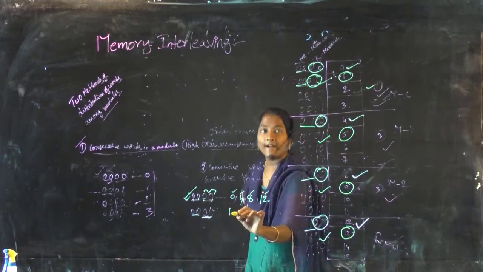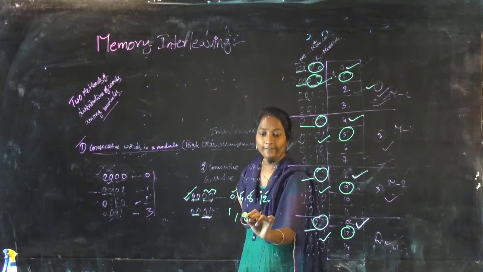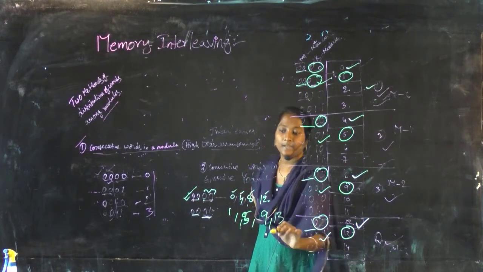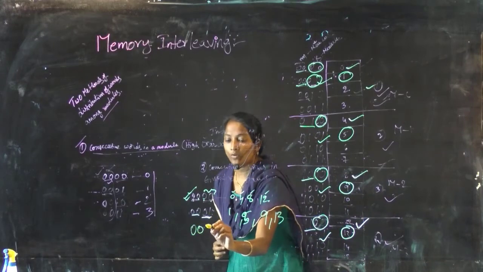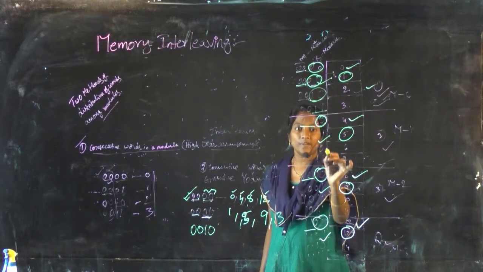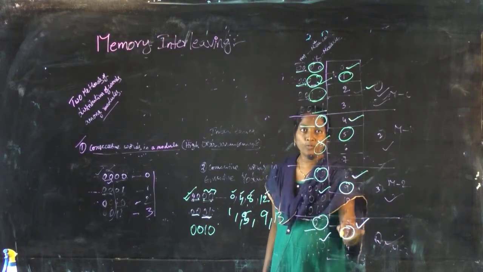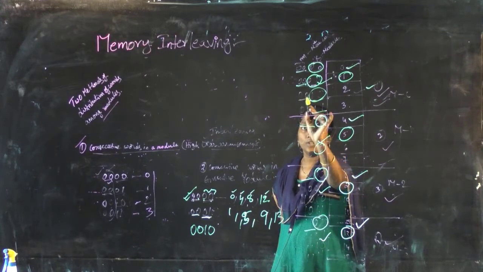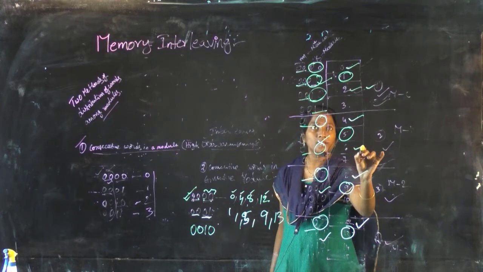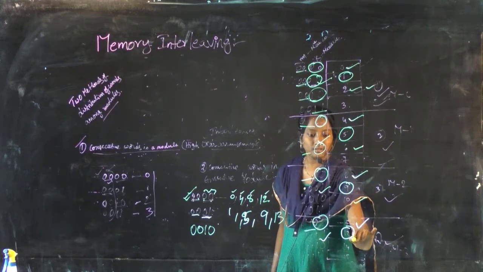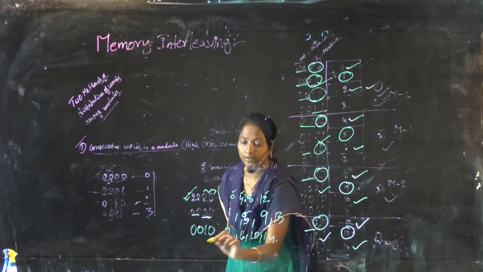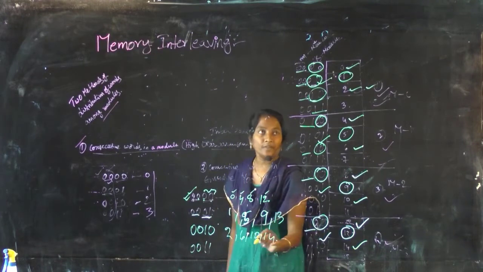Those are 1, 5, 9, 13. Next case, 0010. So whatever the module address 10, all 4 modules will be selected, and then the particular data will be selected: 2, 6, 10, 14. Next, likewise 0011.